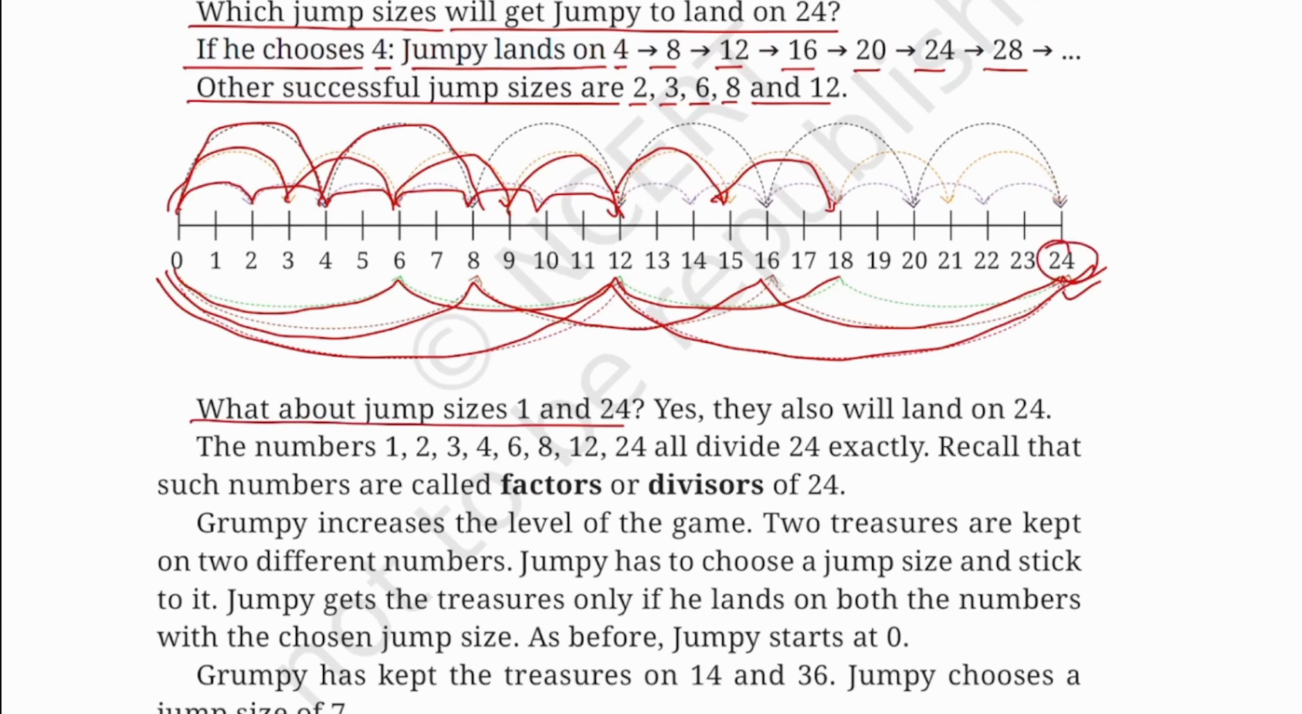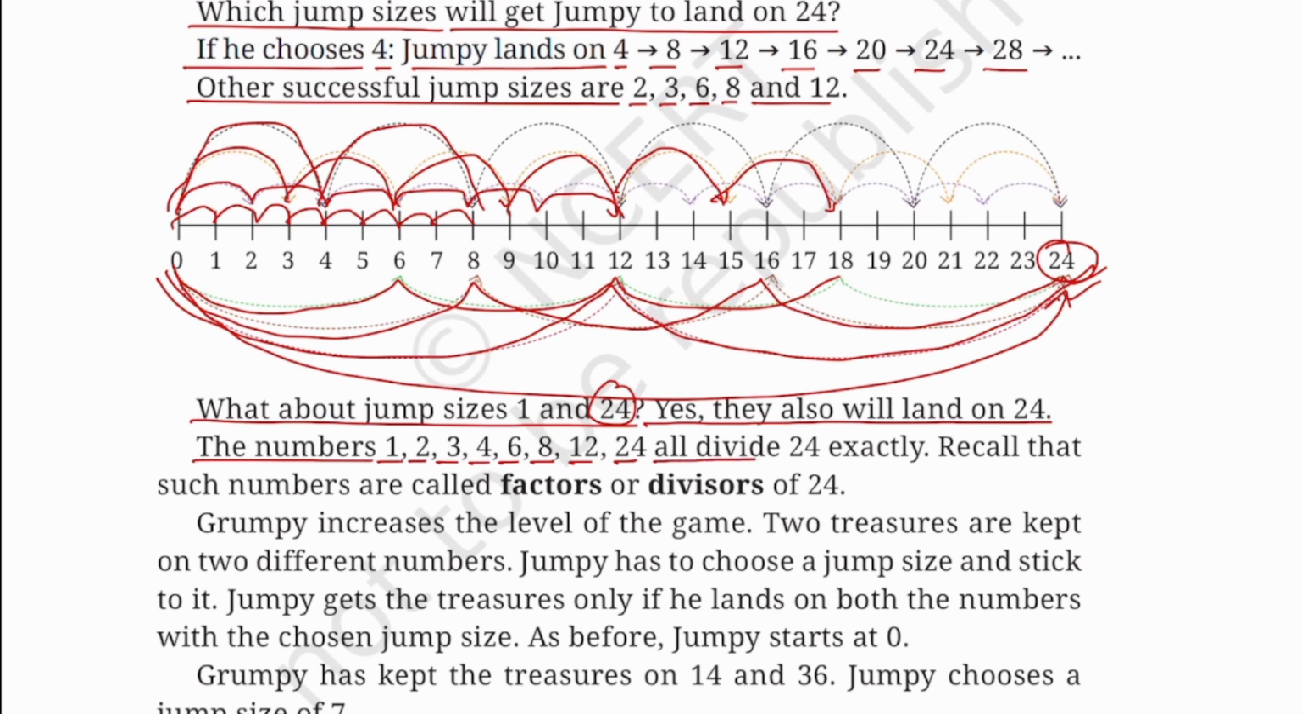What about jump sizes 1 and 24? Yes, they also will land on 24. You can see here. Jump size 1 will cover every number, and the requirement is to reach 24. So a jump size of 24 will do that. The numbers 1, 2, 3, 4, 6, 8, 12, 24 all divide 24 exactly. Recall that such numbers are called factors or divisors of 24.